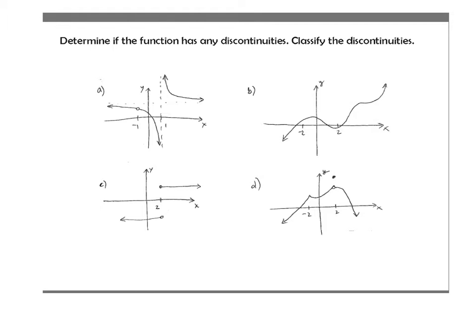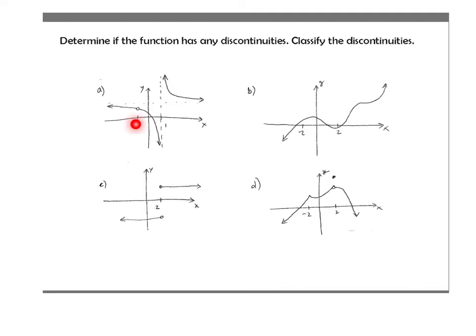Okay, let's do a few examples on classifying discontinuities. So let's take a look at this function here. To determine graphically if we have a discontinuity, we just start tracing along the graph, and if we have to pick up the pencil to continue, that means we have a discontinuity there.